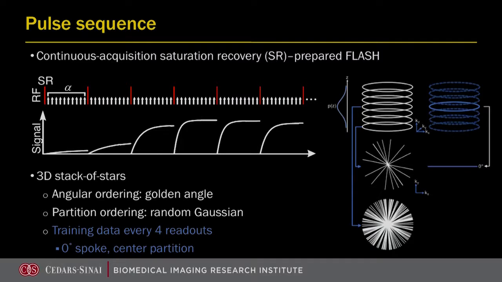So our pulse sequence here is a continuous acquisition SR prepared FLASH sequence. Basically, we have in between our SR pulses every 300 milliseconds or so, it's completely filled with FLASH readouts. We have a 3D stack of stars trajectory with golden angle angular ordering in plane and a random Gaussian partition ordering. And we're going to collect some training data every 4 readouts, and this is the 0-degree spoke at the center partition.